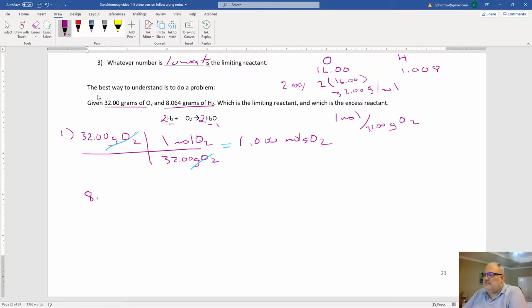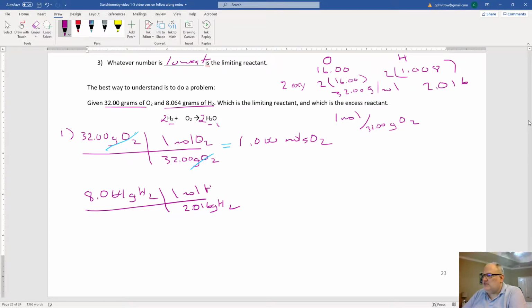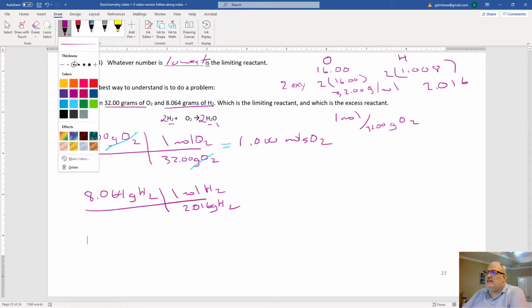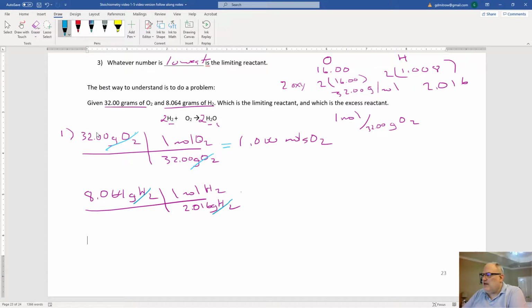All right, let's do the same thing now for hydrogen. We have 8.064 grams of H2. Well, similarly, we have 1.008 here, but for H2, wouldn't we have to multiply this by 2? And if we did that, wouldn't we have 2.016 as my molar mass for that? True story? So I'm going to write 2.016 grams of H2 on the bottom, and 1 mole of H2 on the top, which again allows me to cancel out grams here and here, and I'm going to end up with moles.